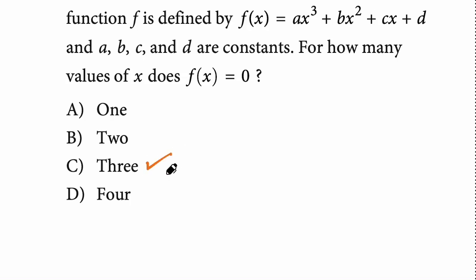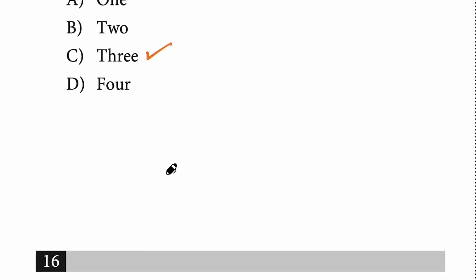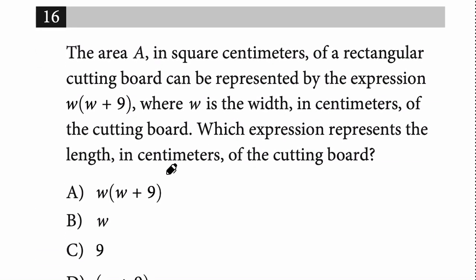Okay, after doing question number 16, I'll come back to this question to explain a little bit more about the cubic functions. But if you are interested only in questions, let's move to the 16th question. The area A in centimeter square of a rectangular cutting board can be represented by the expression W times (W plus 9), where W is the width in centimeters of the cutting board.